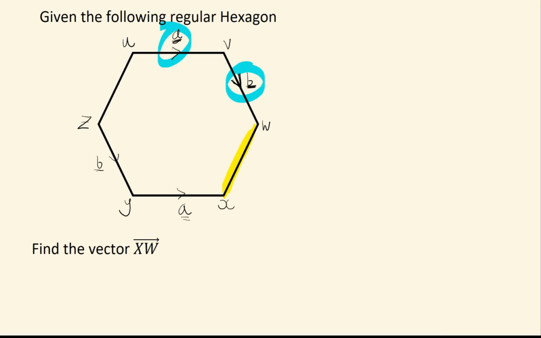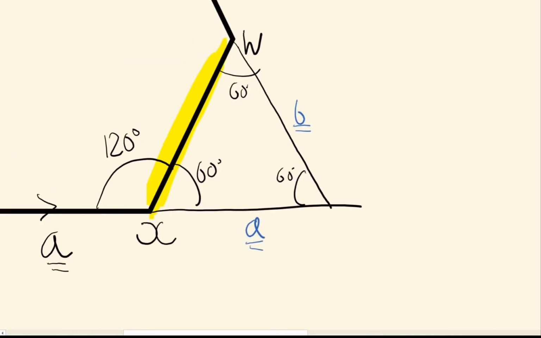The important thing of regular hexagons is that these angles inside are 120 degrees. And if I extend these lines off here, we can see these are both going to be 60 degrees. That's important because that means that what I've just drawn here is an equilateral triangle, which means if this is vector b, then so is this. And if this is vector a, then so is this. Now we can work out X to W.